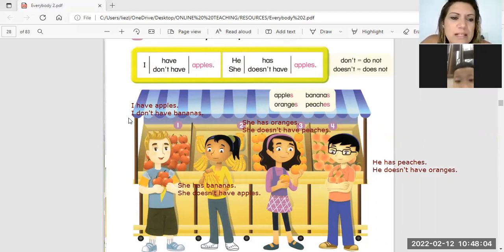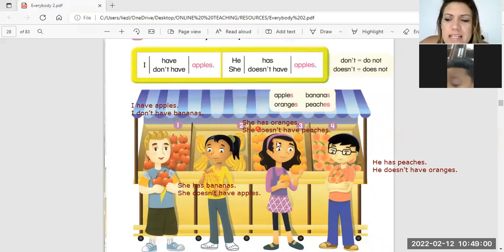Okay, let's read number one. What does he have? I have apple. I don't have banana. You have to say the S. I have apples. I don't have bananas. Bananas. Yes. Number two. She has bananas. She doesn't have apples. Good. Okay.